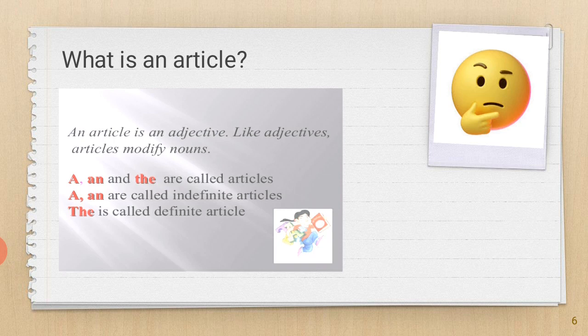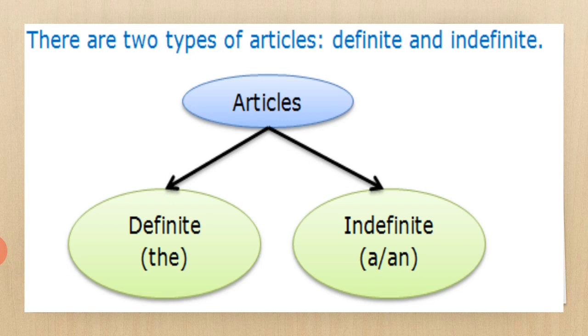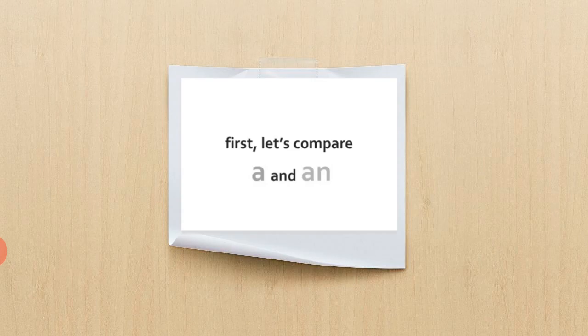So children, overall, how many articles are there? Three: a, an, and the. If I ask you how many types of articles there are, you will say there are two types of articles, definite articles and indefinite articles. The definite article is the, and the indefinite articles are a and an. Now first let's compare a and an.